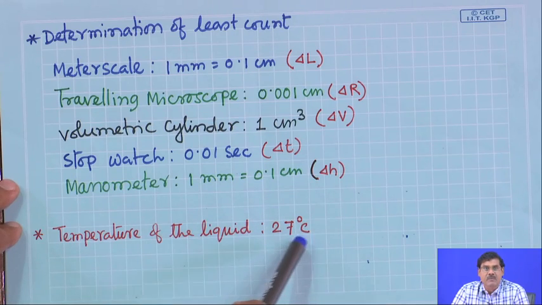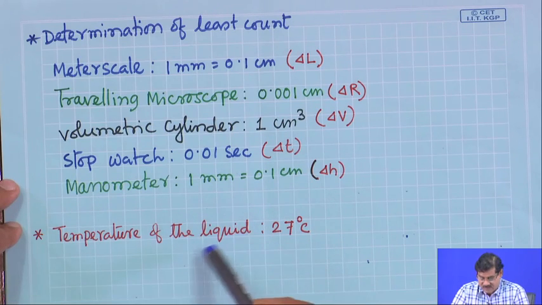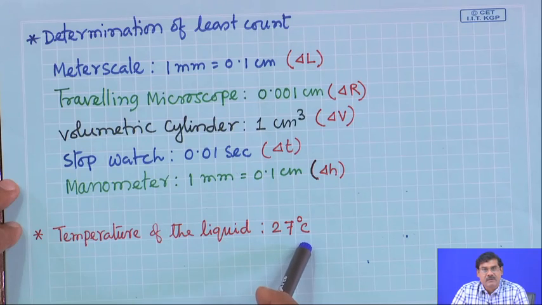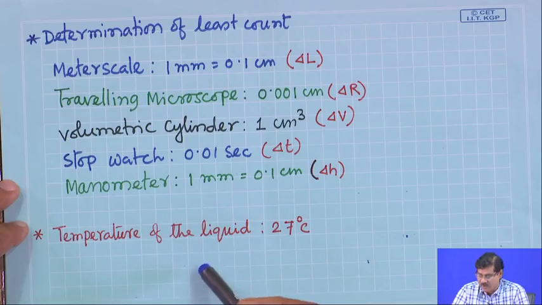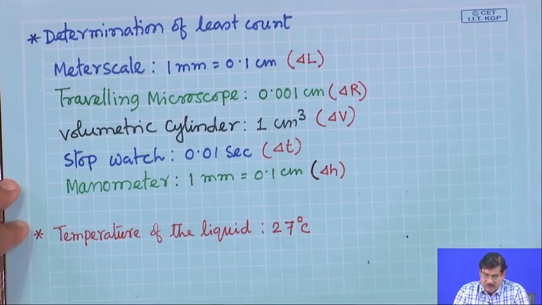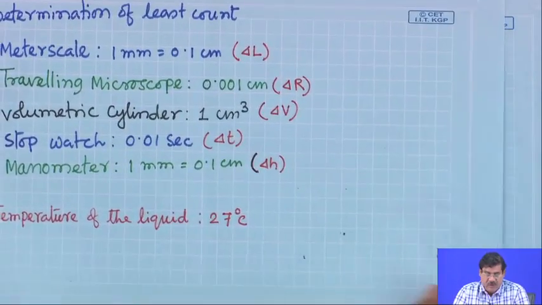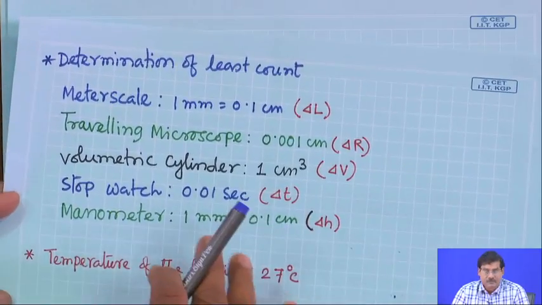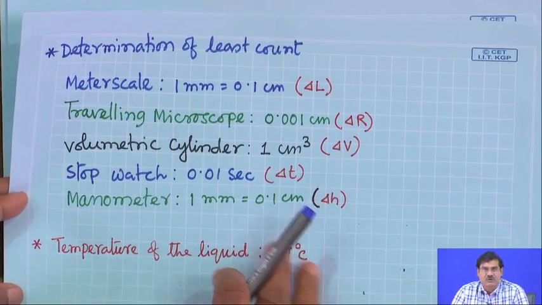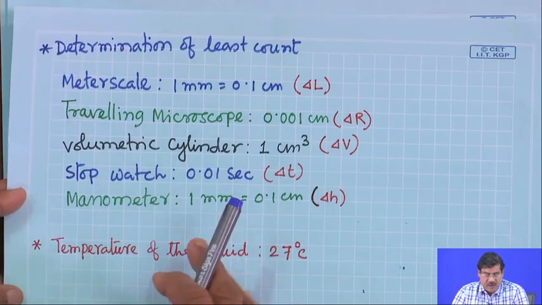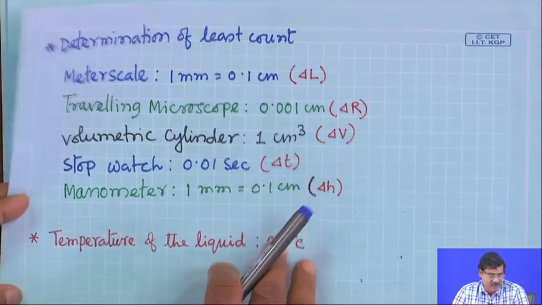And one has to note down the temperature of the liquid. In our laboratory the temperature of the water is 27 degrees centigrade, that is basically room temperature. So, after noting down all this least count of the instruments we have used in the measurement.